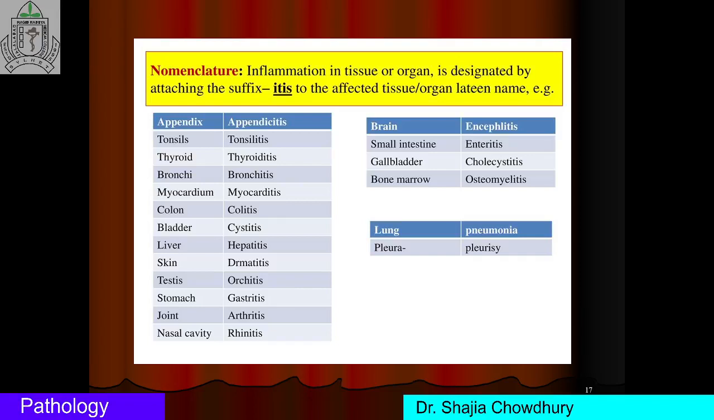Inflammation of the meninges, meningitis. Inflammation of the small intestine, enteritis. Inflammation of the gallbladder, that is cholecystitis. Inflammation of the bone marrow, osteomyelitis. These are the important terms you should always remember. They are important for the clinical side and basic subject examination. You should memorize these -itis nomenclatures. And lung inflammation means pneumonia. Pleural inflammation means pleurisy. These are the nomenclature of inflammation.